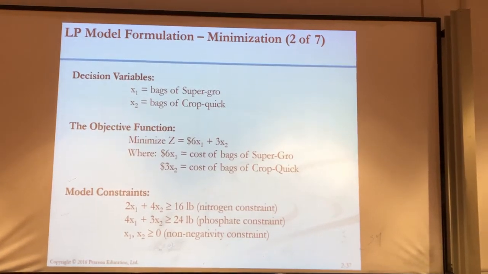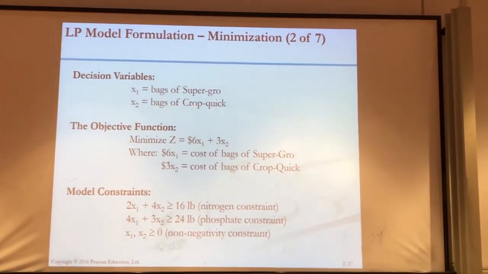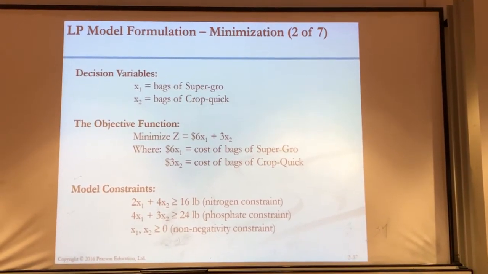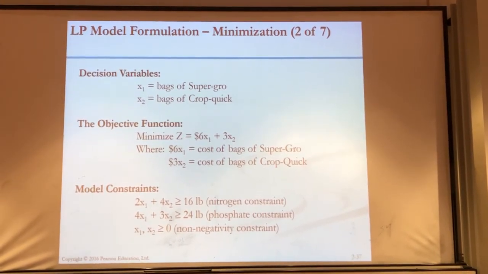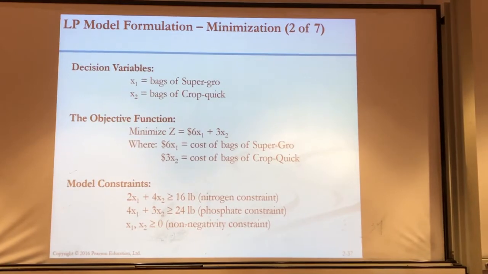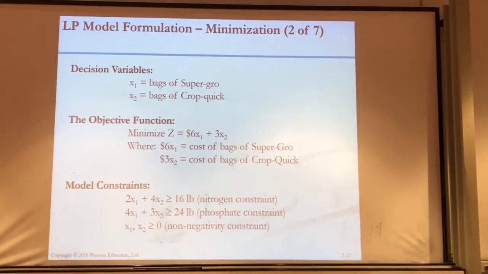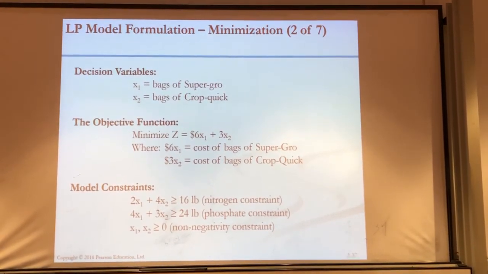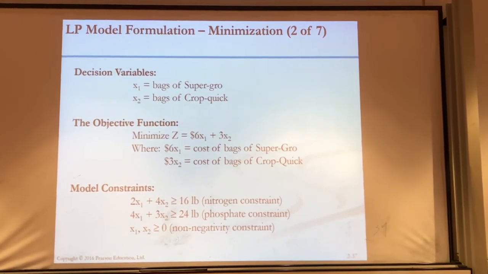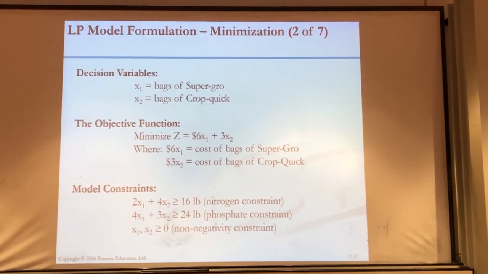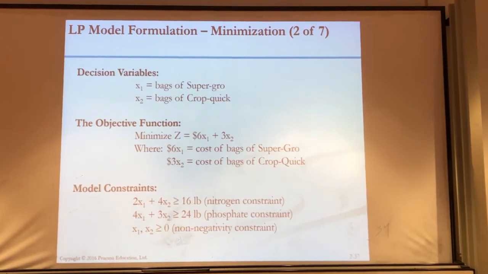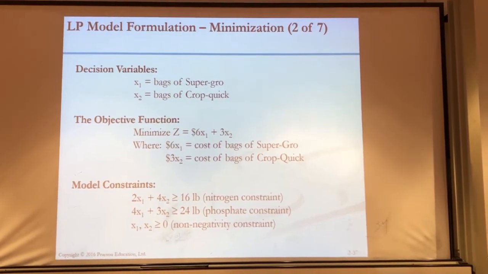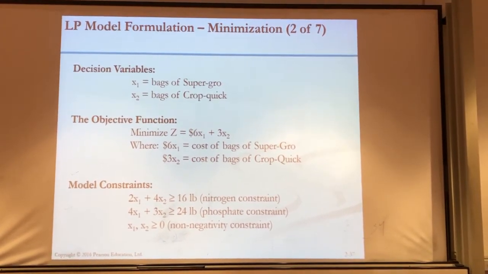We define the variables. x1 is equal to bags of Super Grow, x2 is equal to bags of Crop Quick. Minimize z equals 6x1 plus 3x2. And the model constraints are 2x1 plus 4x2 is greater or equal to 16, and 4x1 plus 3x2 is greater or equal to 24, and x1 and x2 both are greater or equal to 0. Now we can plot the constraints by making them equalities. This becomes straight line equations.